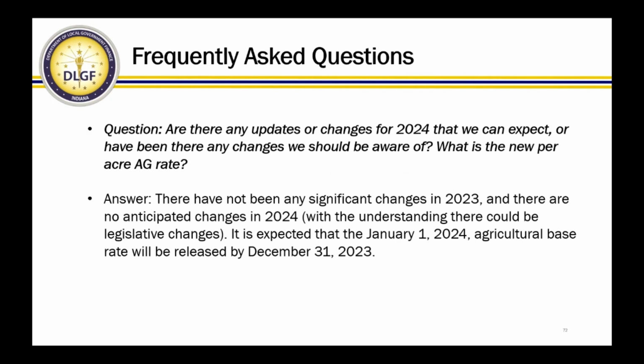Are there any updates or changes for 2024 that we can expect, or has there been any changes we should be aware of? And what is the new per acre ag rate? Well, as I mentioned a minute ago, we will have the agricultural base rate out by December 31st of this year. In terms of 2024, we do not anticipate any changes, but the legislature will be back in session in early January, and there's always the possibility that there could be a legislative change, but that would have to go through the legislative process.